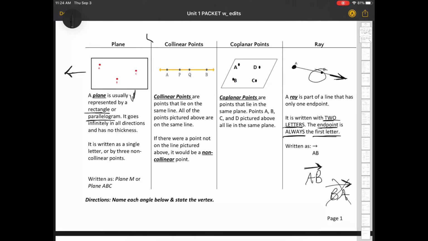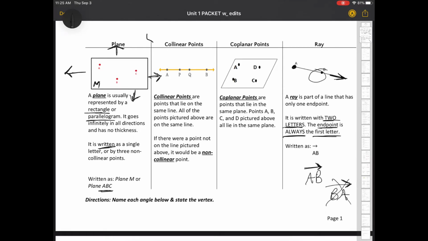basically a flat surface of space that goes on infinitely. So it goes on forever out all of these ways. All these points lie on this plane. And again, it does go on forever in all directions. So how do we notate a plane? It is written as a single letter or 3 non-collinear points. We'll talk about non-collinear in a second. Basically you can pick any 3 points on this plane, or you could name it, say, if we had a script letter M here, you can call this plane M.